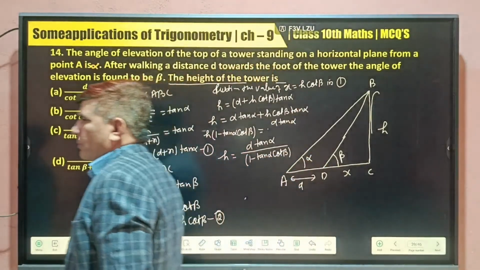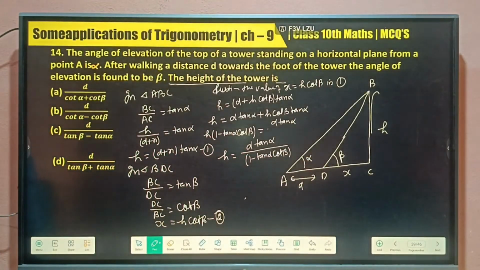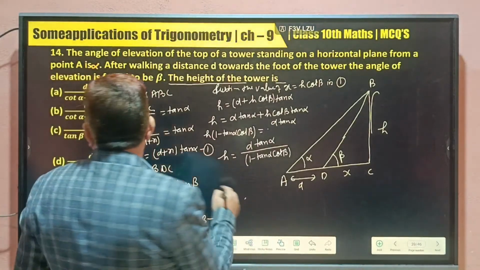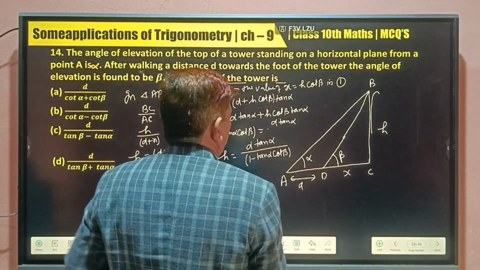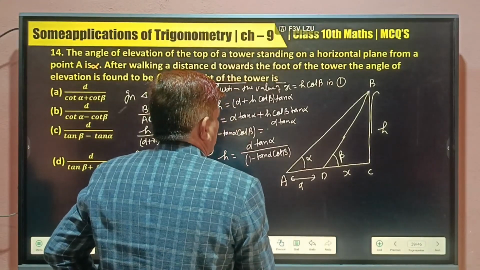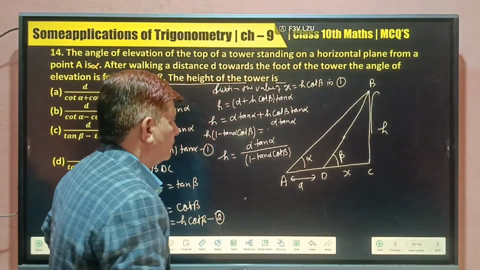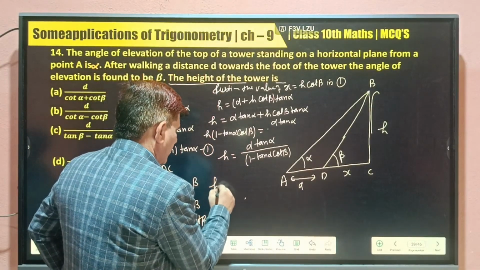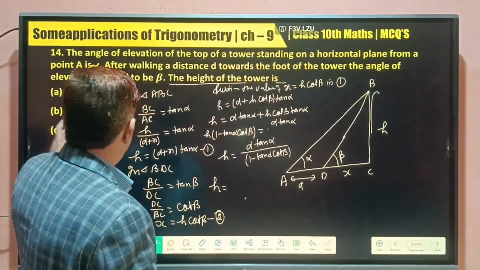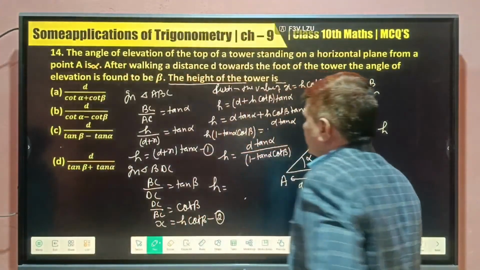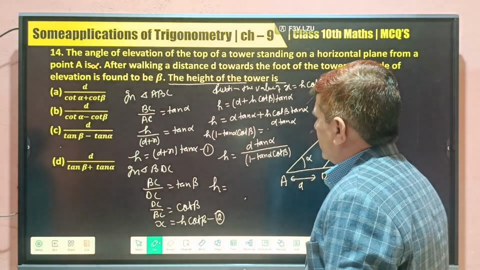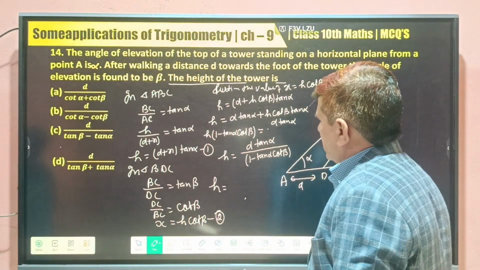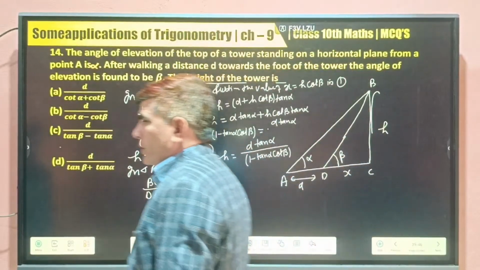Right or wrong? Right. And what is its meaning? This is not given in the answer options, so what can we do here? H equals what? In this form we have to remove this. So how can we remove it? You can tell me.